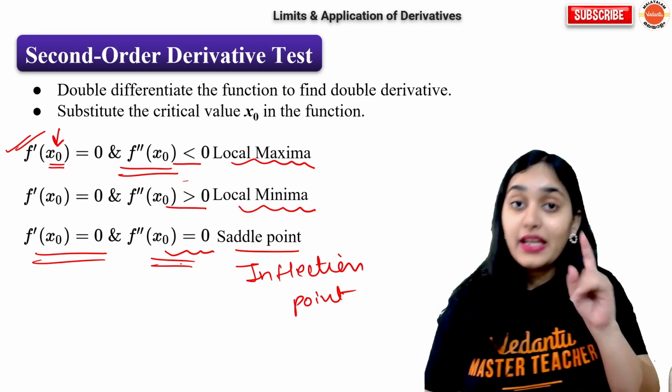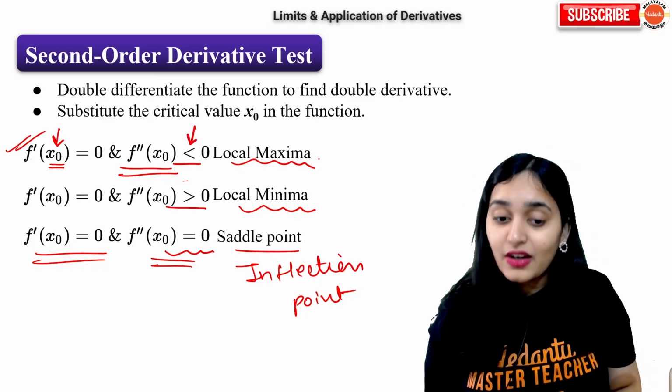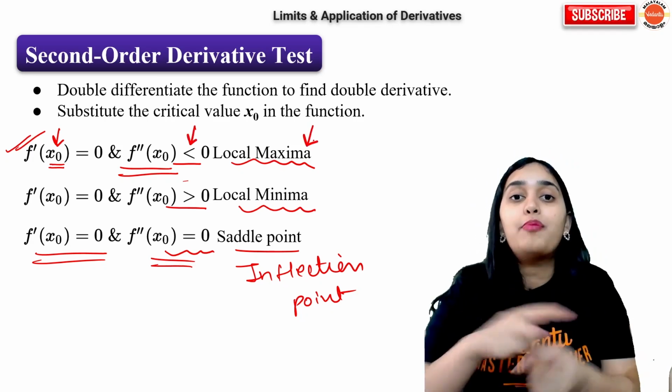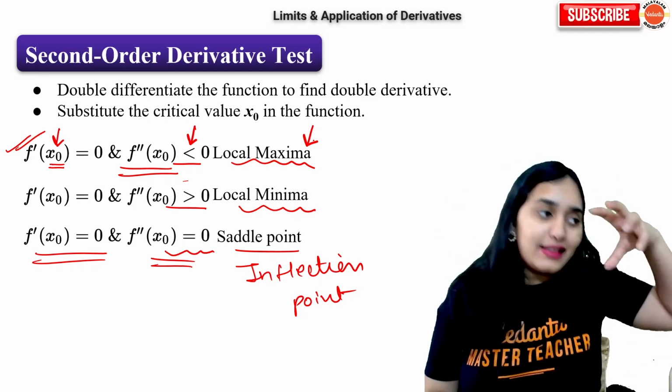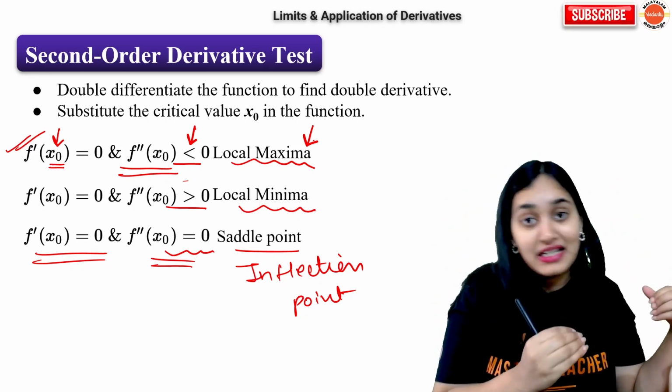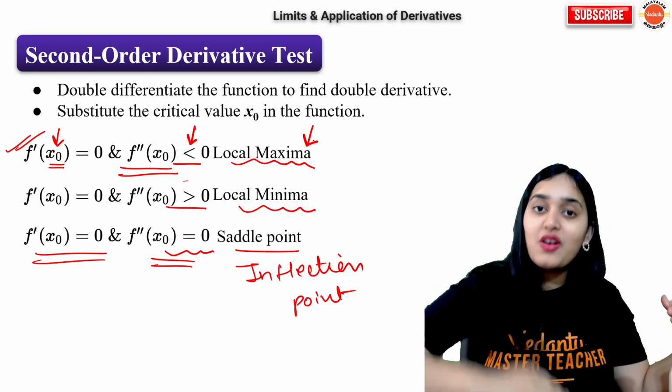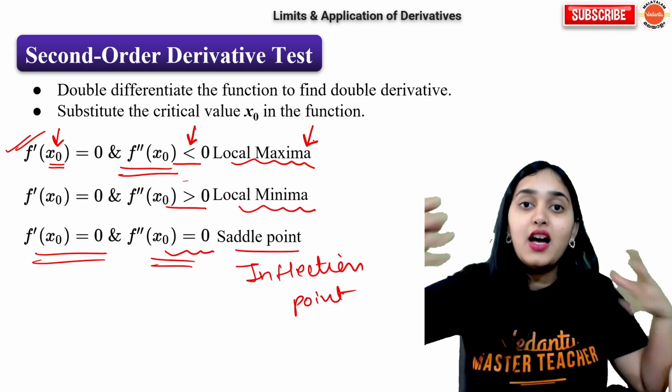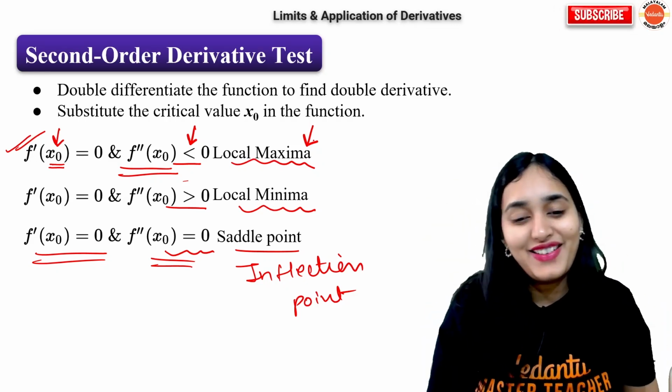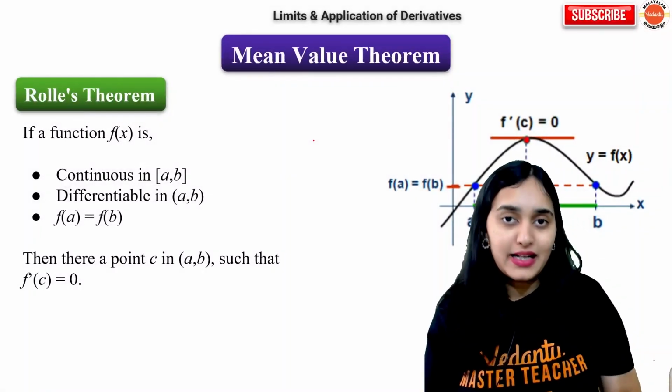Clear? Now, here remember, less than 0, maxima. It is opposite. Like, we think that if it is less, then it should be minimum, but it is not like that. It is less than 0, but maxima is defined. Greater than 0, minima is defined. Okay, so this is the maxima minima test.